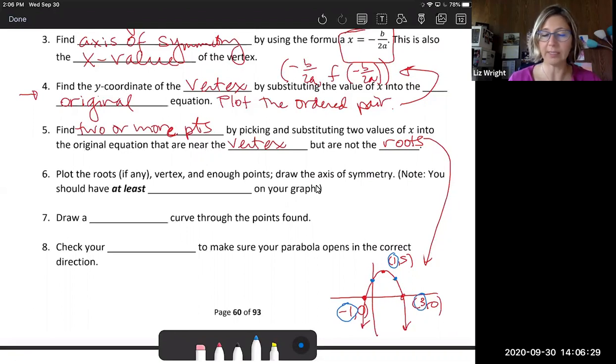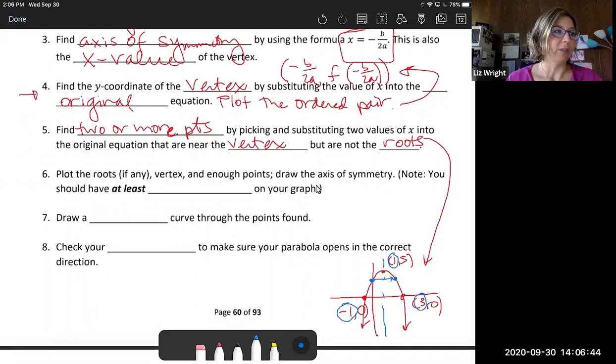And what I would tell you is that x equals 0 is going to be so easy. So we should plug in x equals 0, find out what that is, and then we would reflect it over across the axis of symmetry in order to get us 5 points. So that's going to be our process today.